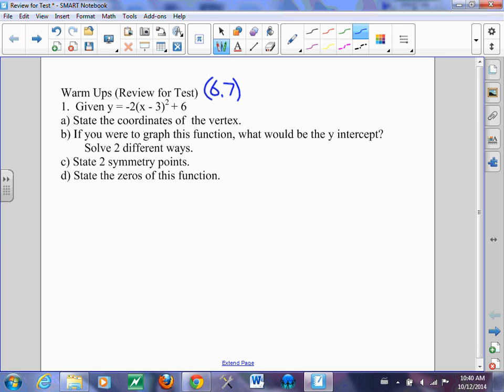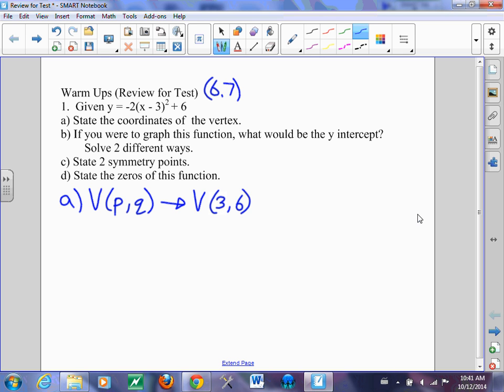Okay, so number 1 says given this equation, folks, and notice it's in vertex form. Number 1 A says to state the vertex. So remember, your vertex is the P and the Q. Okay, so in this case, your vertex is going to be 3 and 6.